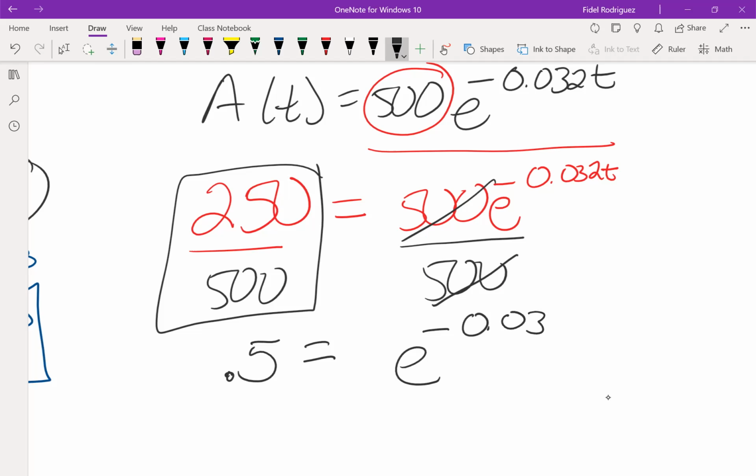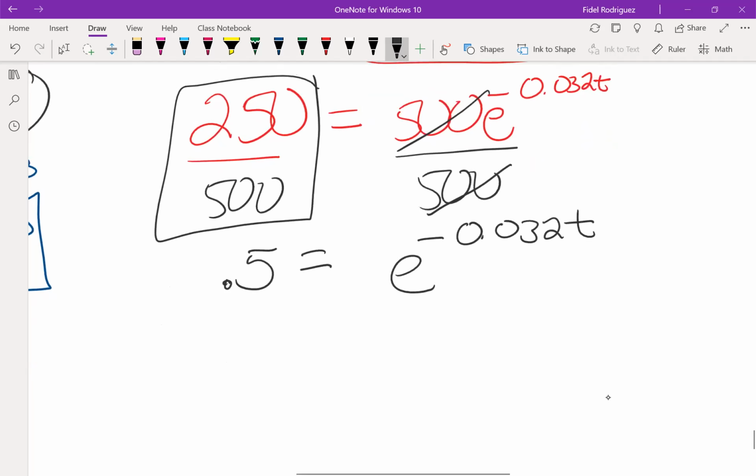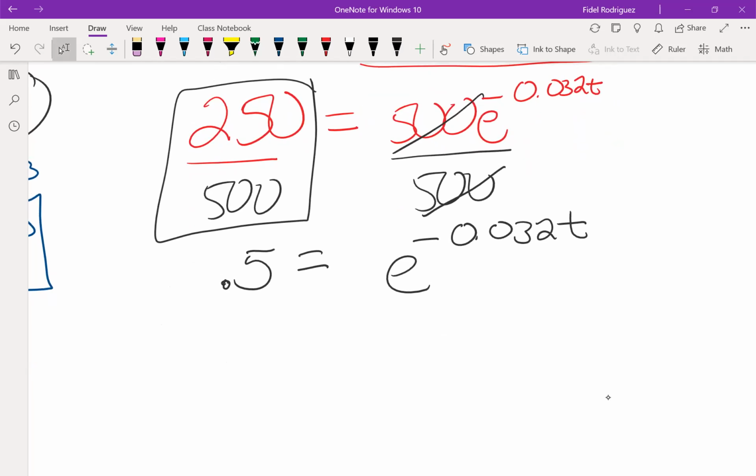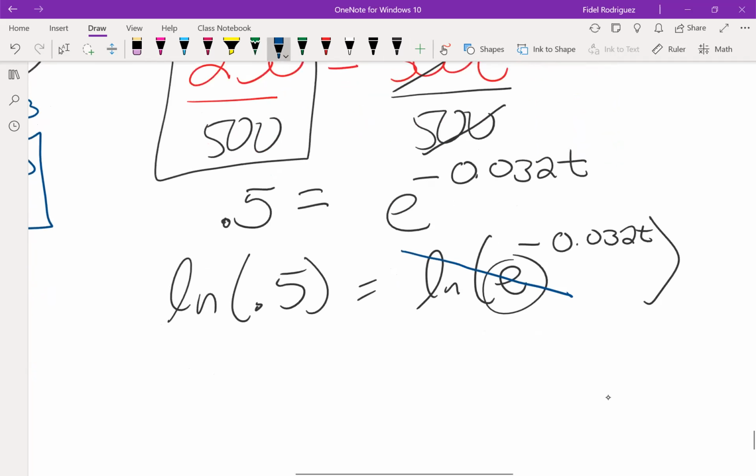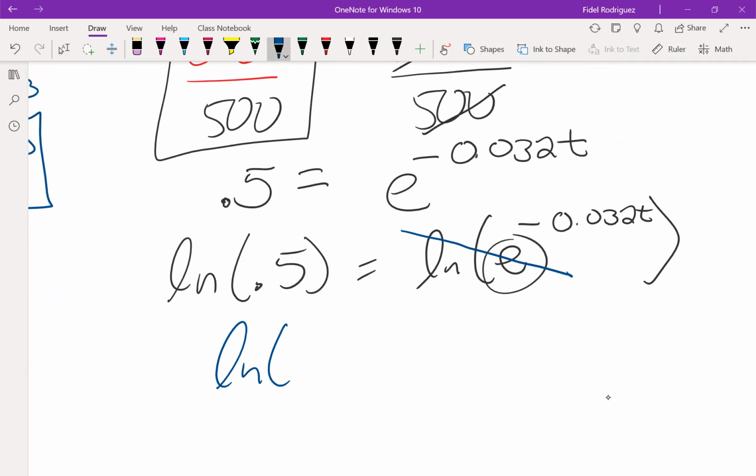And I want you to notice something, that 0.5 is the same thing as half, like half a dollar is 50 cents. Okay. Now, since we want to solve for the letter t, and t is written as a power, what we need to do here, y'all, is take the ln on both sides. The reason we are taking the ln is because we have this e. The ln and the e are inverse functions of each other, so in essence, they cancel each other out.